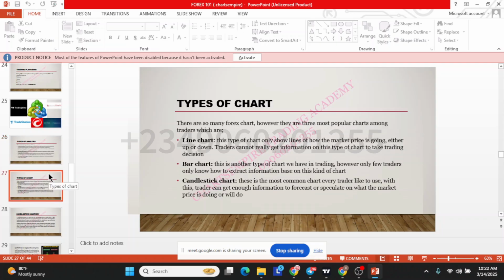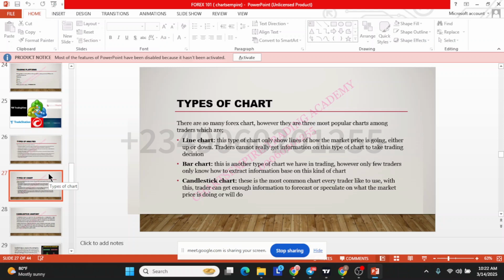Now we have types of charts. This is under technical now. Types of charts, how you see your chart screen. There are 3 major types. We have the line chart, bar chart, and the candlestick chart.